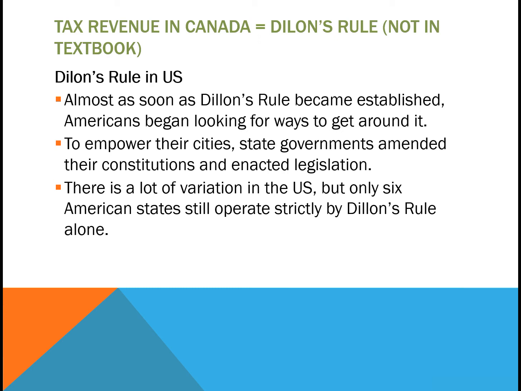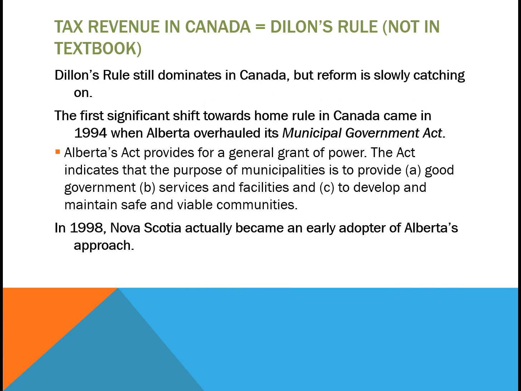In the U.S., almost as soon as Dillons Rule became established, Americans began looking at how to get around it. To empower their cities, state governments amended their constitutions and enacted legislation. So in the U.S., there's a lot of variation, but only 6 American states still operate strictly by Dillons Rule alone. Whereas in Canada, Dillons Rule still dominates, but reform is starting. So it's a good thing. Ideally, it'd be better to have the Home Rule because local government could have more control.